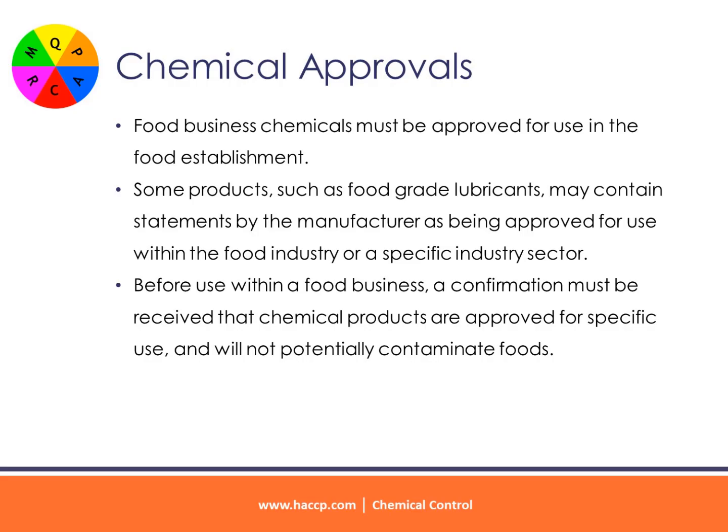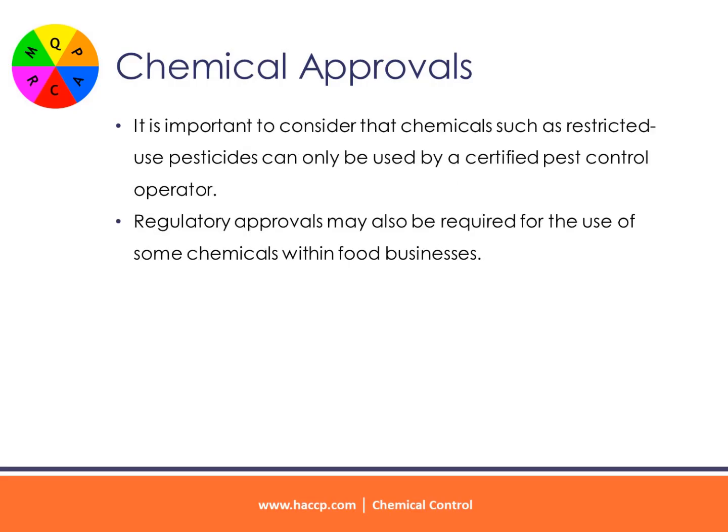Chemical approvals. Food business chemicals must be approved for use in the food establishment. Some products, such as food-grade lubricants, may contain statements by the manufacturer as being approved for use within the food industry or a specific industry sector. Before use within a food business, a confirmation must be received that chemical products are approved for specific use and will not potentially contaminate foods. It is important to consider that chemicals such as restricted-use pesticides can only be used by a certified pest control operator. Regulatory approvals may also be required for the use of some chemicals within food businesses.